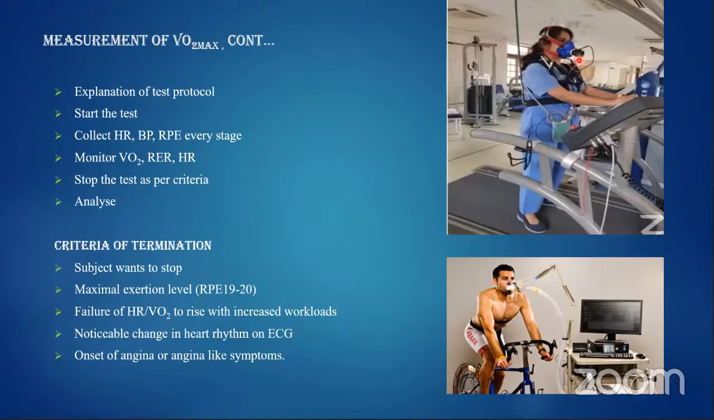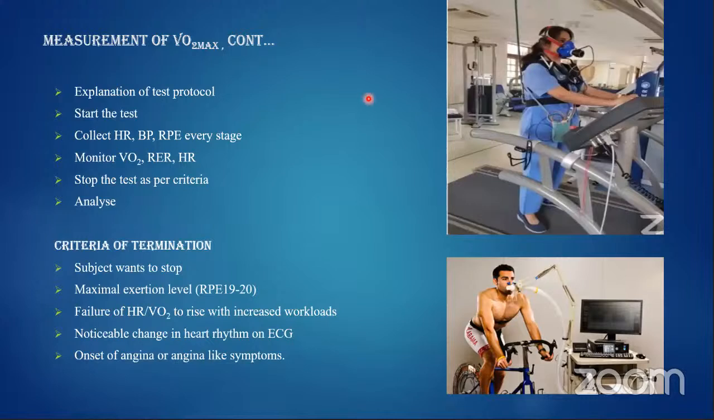And you can see here a harness is connected to the client. Once the patient has worn the mask, he or she will be unable to talk, so appropriate sign language should be taught by the physiotherapist. For example, if the client is okay and wants to proceed with the test, he can show a thumbs up symbol. Or if he is not okay and wants to terminate the test, he can show a thumbs down symbol. So appropriate sign language should be taught by the physiotherapist.